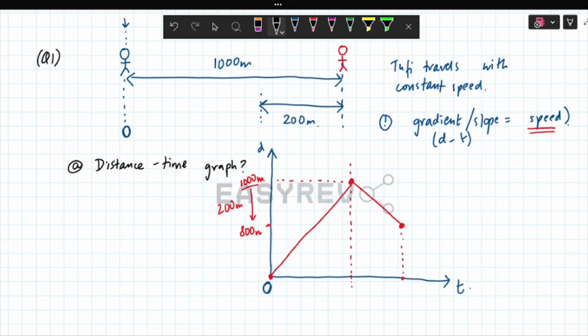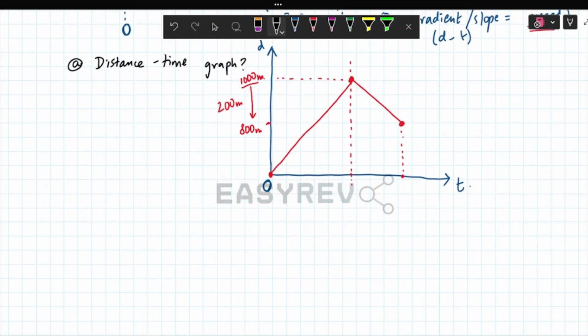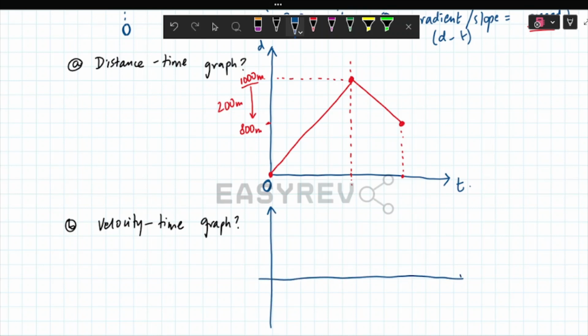Now comes the next part. How do I represent this on a velocity time graph? Let us first sketch our axes: velocity on the y-axis, time on the x-axis. That's the 0 point. In this case, that's the point where the object is moving with 0 velocity.